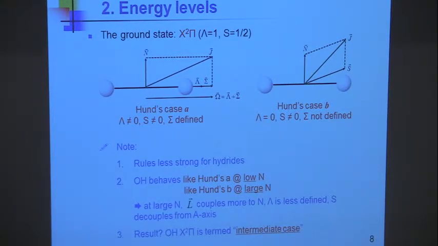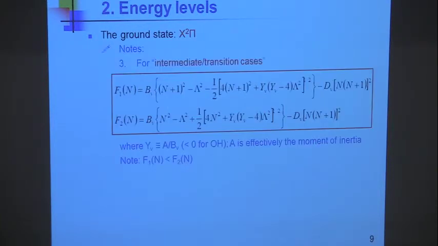How do we know that? Well, they look at the spectrum. You look at the spectrum and see the lines, what model works. And what happens is that for OH, it's called intermediate. It kind of transitions from A to B, so there are equations for that case too that are in the literature. So at large n, what happens is that the angular momentum of the electrons couples more to n than it does to S. So then S decouples from the A-axis. So there's a physical explanation for this that comes into play. But the bottom line is all you care about, what are the equations for the energy levels? Here they are.